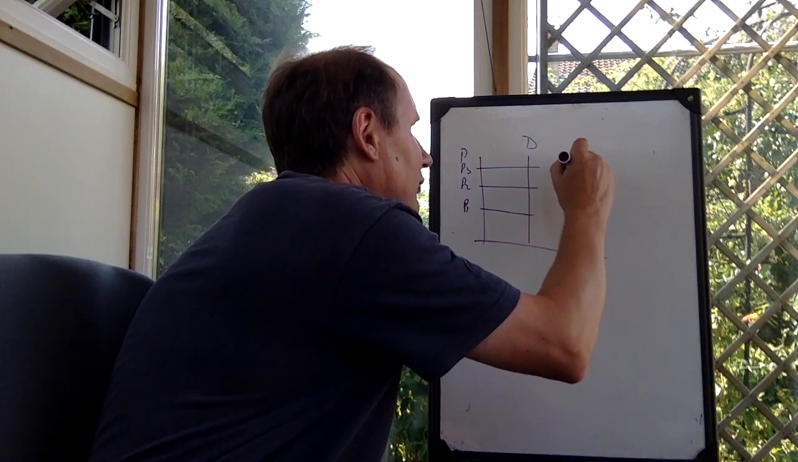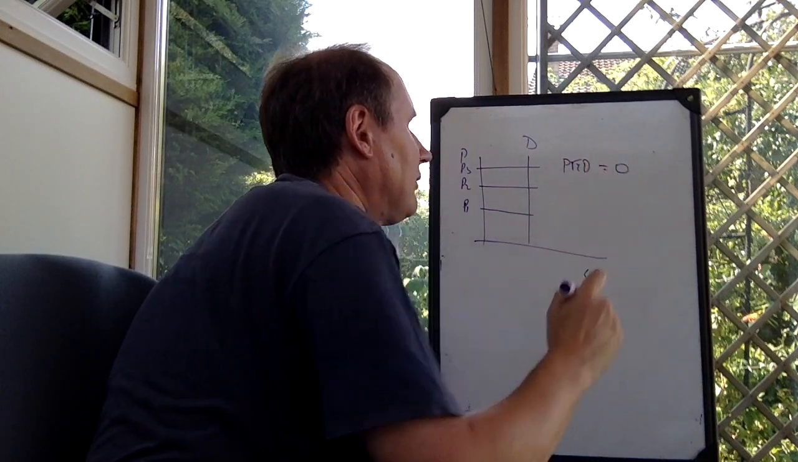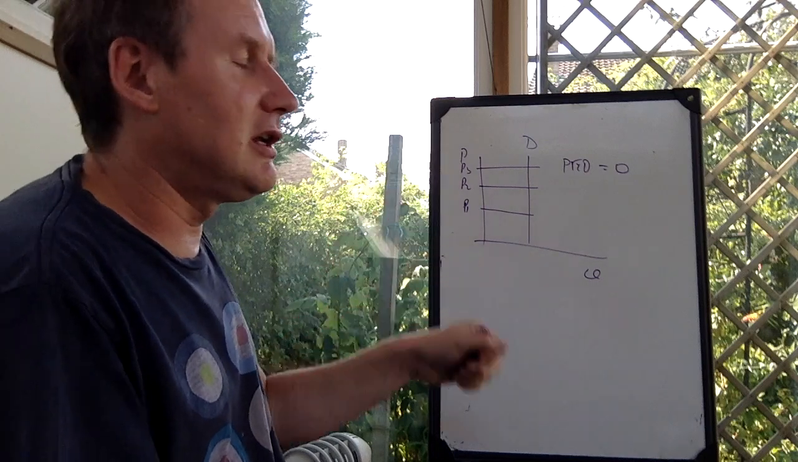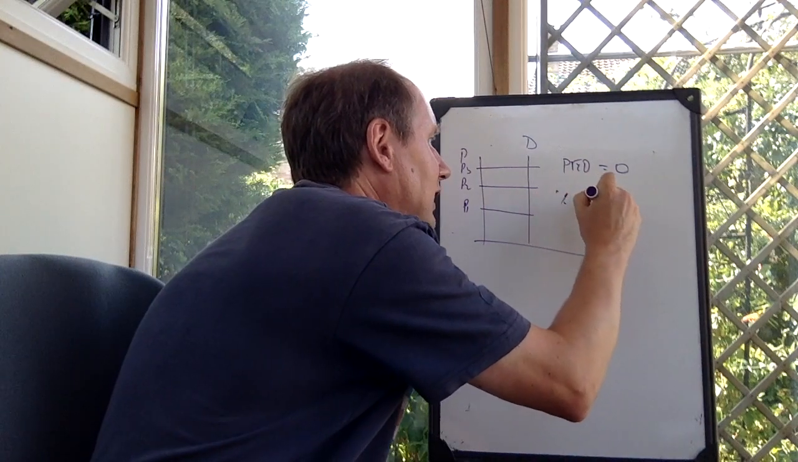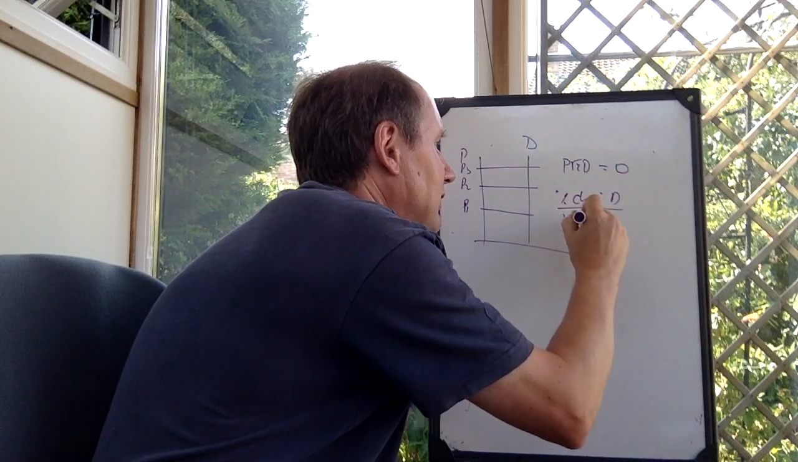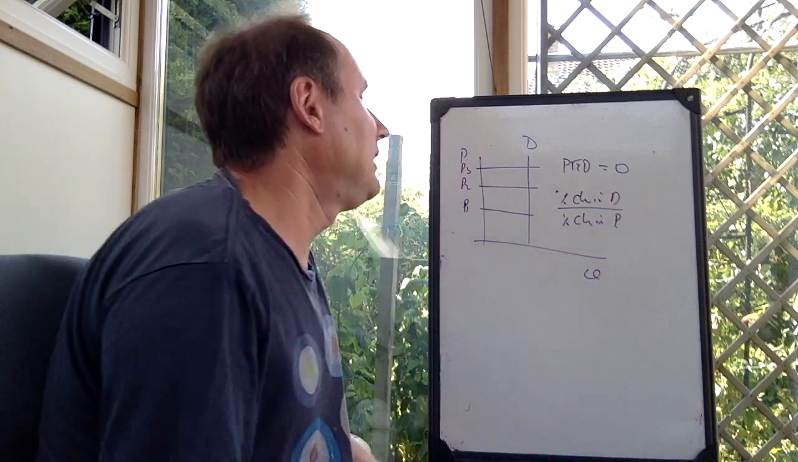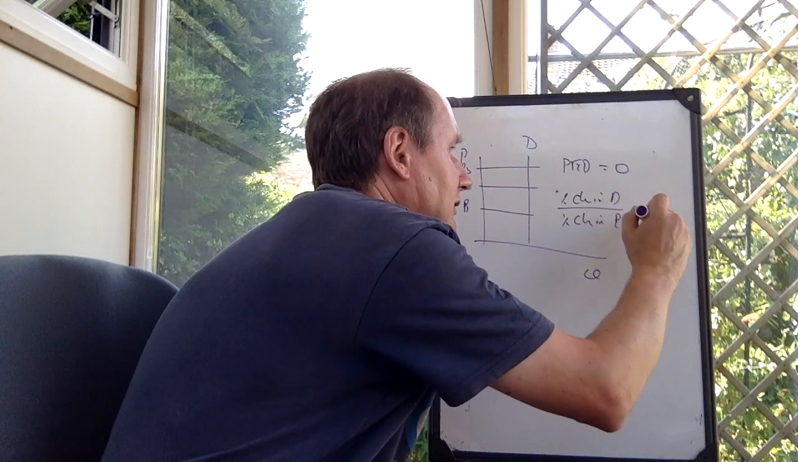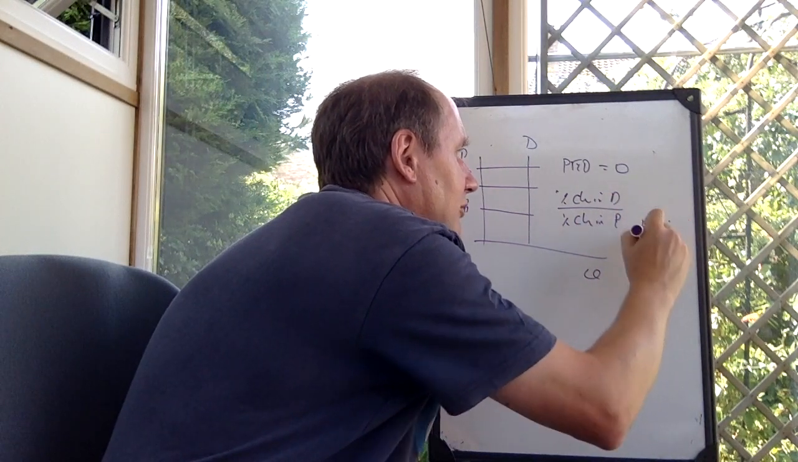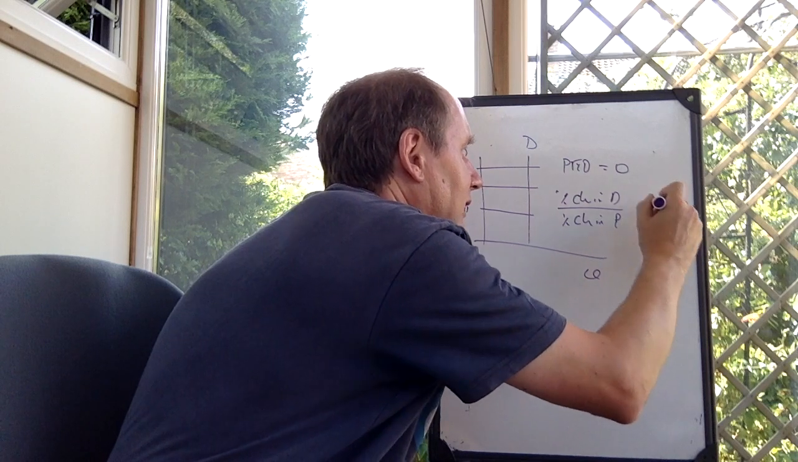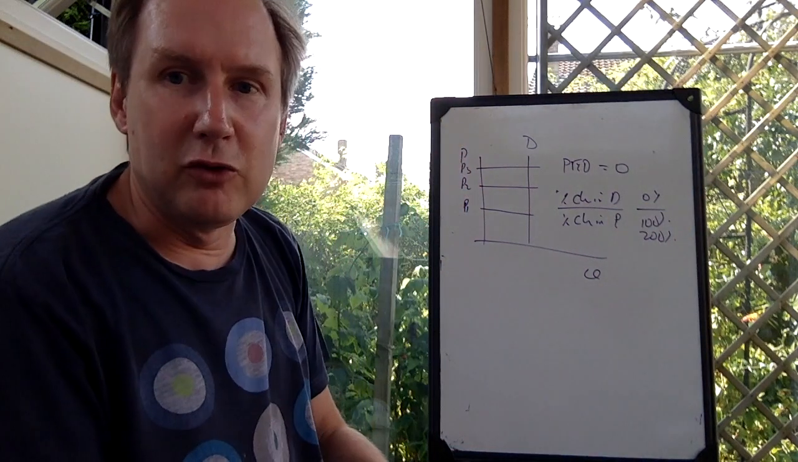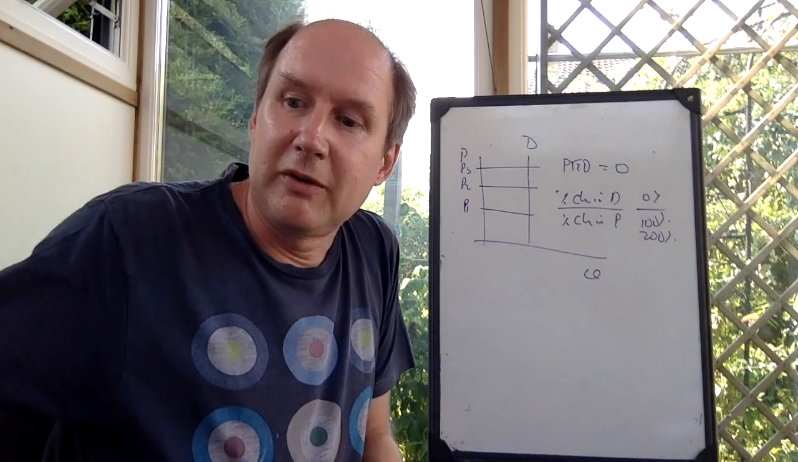In that case, price elasticity of demand is always 0, because the formula is the percentage change in demand divided by the percentage change in price. But what we know is that any change in price, it doesn't matter. 100% change in price, 200% change in price, doesn't matter. There's no change in demand. And 0 divided by anything is 0.